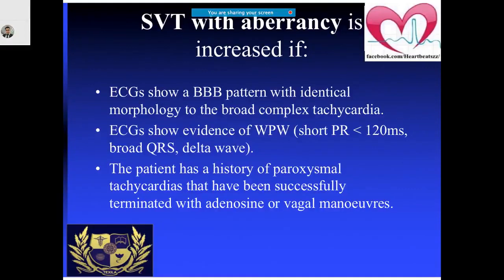Similarly, when the patient gives a history of paroxysmal tachycardia, which has already been terminated with adenosine or even with vagal maneuvers, you have to think mostly of aberrancy actually. Okay.